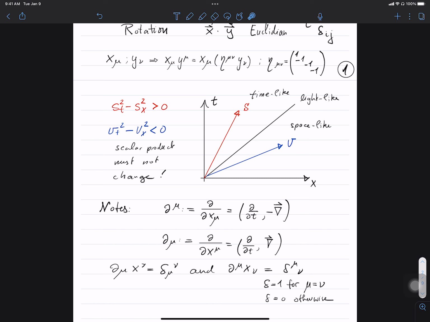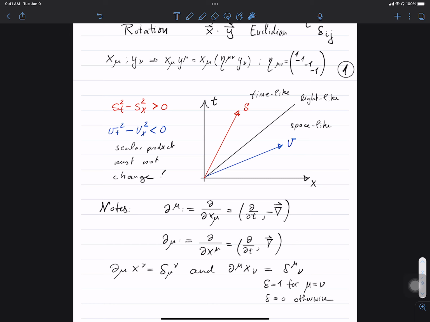In particular, if we look just at two-dimensional space, here we have time and x is just one coordinate. This represents the space now. We have a vector s and the vector v. So we have the Minkowski norm of s, which is the time component squared minus the space component squared. And we see that the time component of s is larger than the space component of x, so the norm is positive. The vector is called time-like.